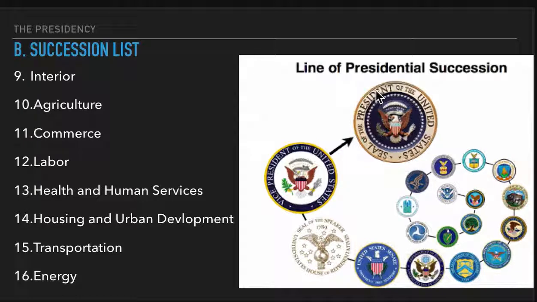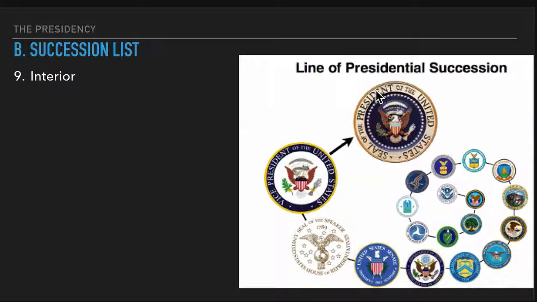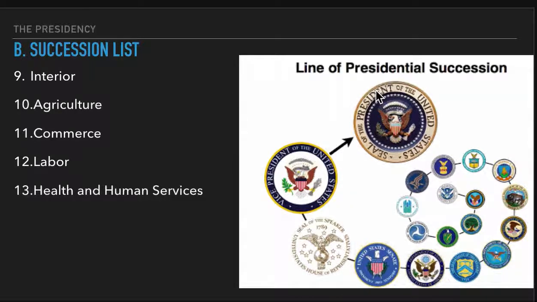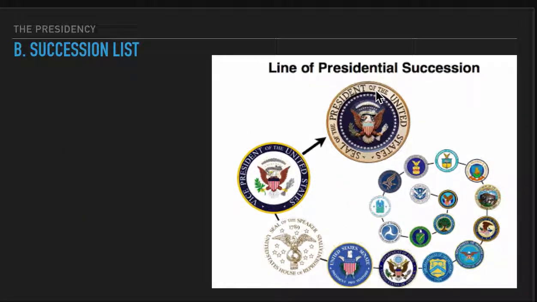Secretary of Energy is number 16. Oh, sorry. Let me go back here. Secretary of Energy, number 16. Oh, that didn't work. But energy is not that long. You can write down number 16 is energy. Number 17 is education. First eight you need to know in order. After 8, I just want you to have an idea of what their role fulfills. A lot of them are self-explanatory. But if you have any question on it, yeah, you can ask.